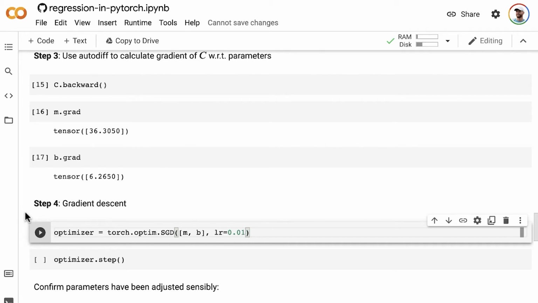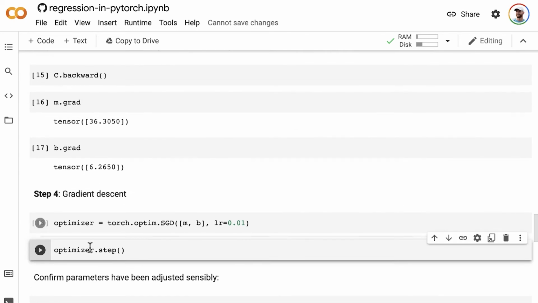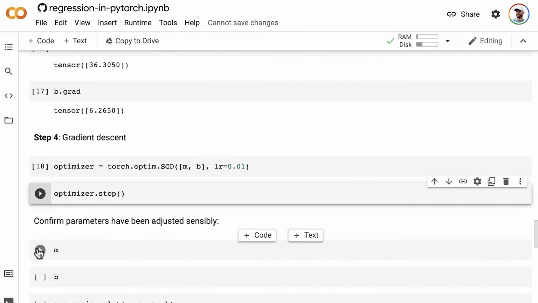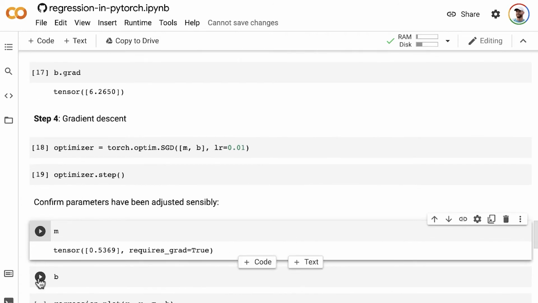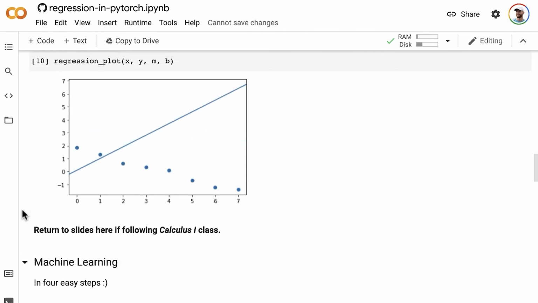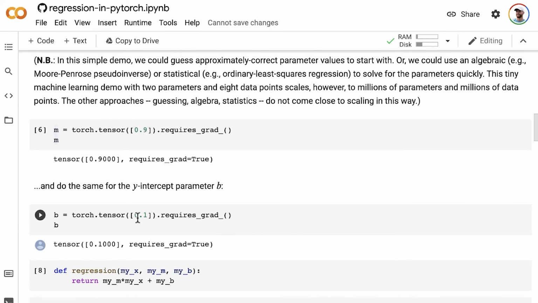Okay, so now that we've initialized our optimizer, we can actually perform a step. So we call the step method, and it doesn't output anything, but it has adjusted M and B. So now when we look at M and B, they're different values than we started off with. Remember, when we initialized these values, we initialized M as 0.9, and we initialized B as 0.1.